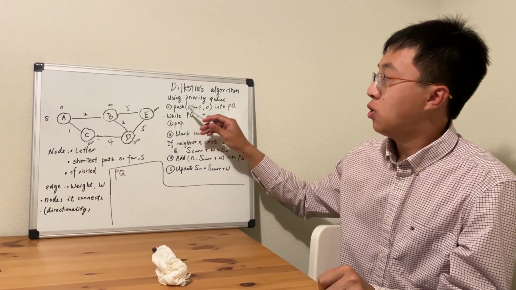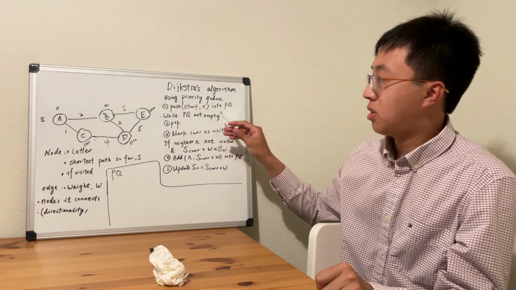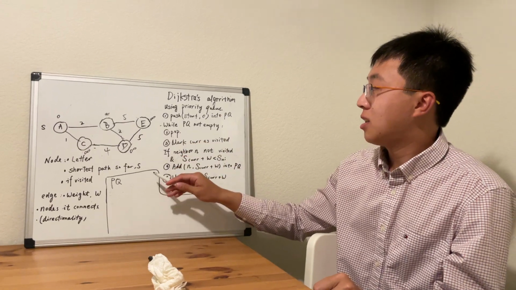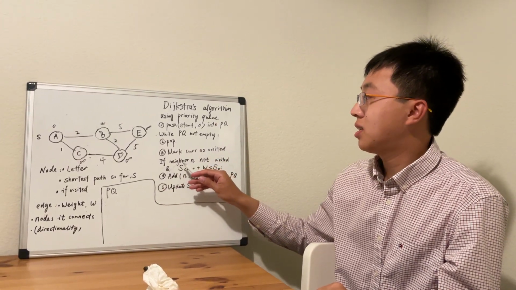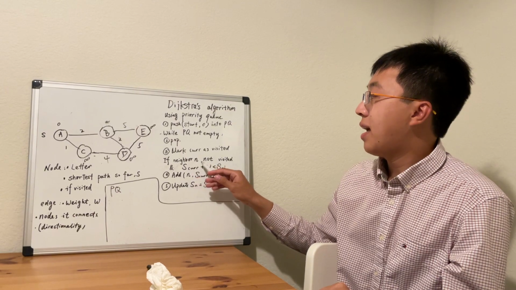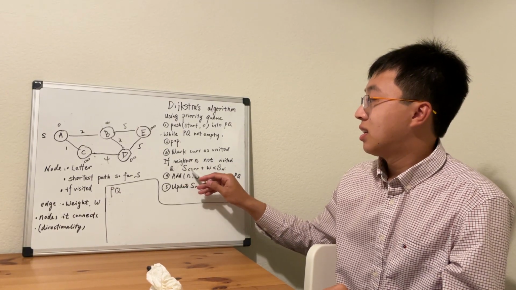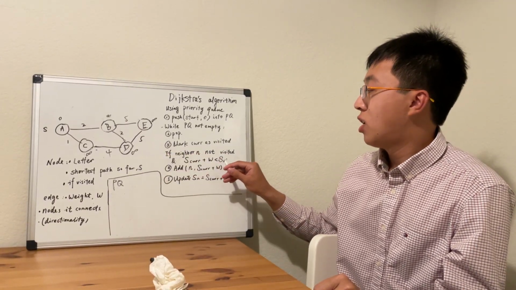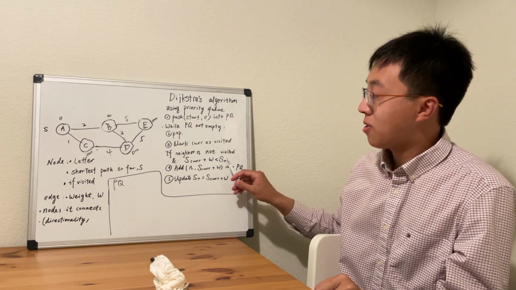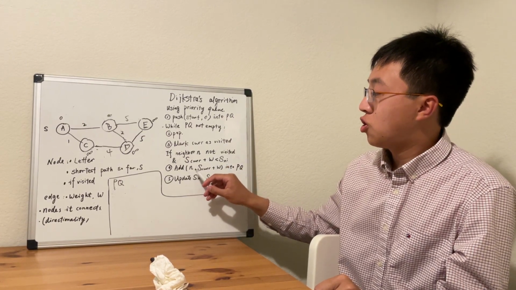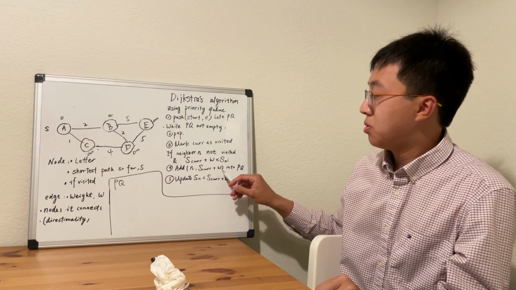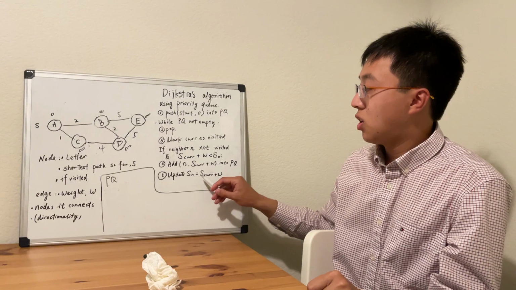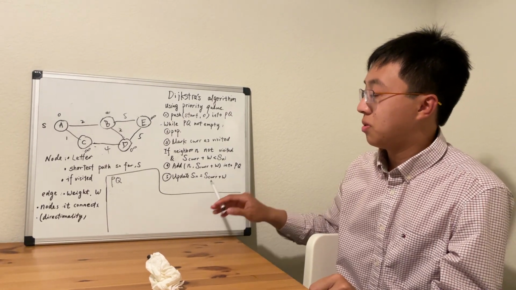So here are the basic steps of the Dijkstra algorithm. First, we will push a tuple (start, 0) into the priority queue. While the priority queue is not empty, we will pop the first element and mark the current node as visited. If its neighbor n is not visited, and the shortest path of the current node plus the weight of the edge is smaller than the shortest path of the neighbor, then we will add another tuple (n, S_current + W) into the priority queue. And finally, we will update S_n equals S_current plus W.